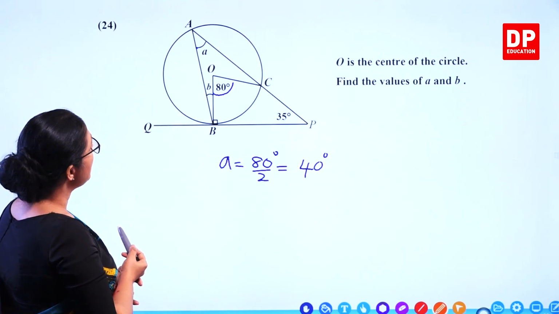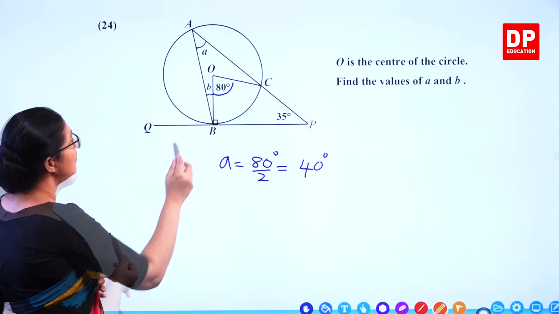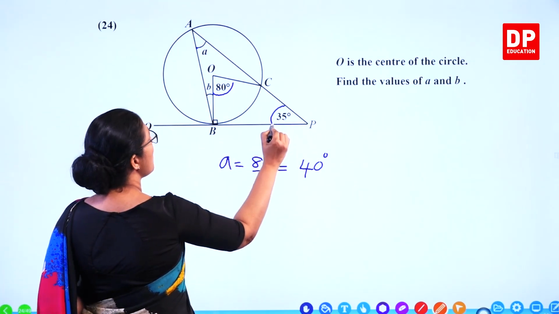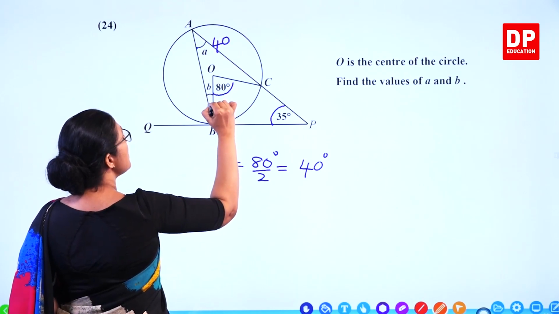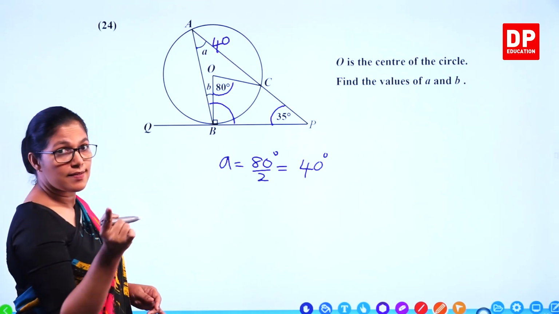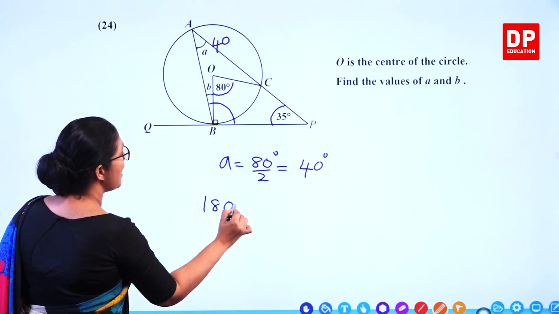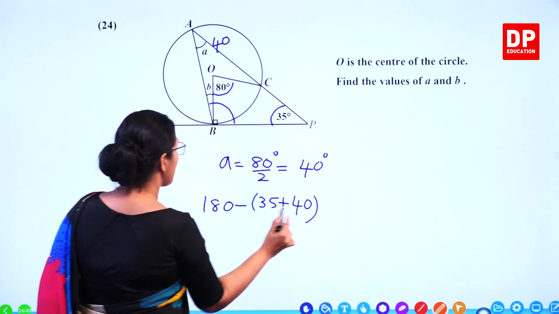How you find out B? Look at carefully and see. So when you take ABP triangle, this is 35 and we found A equals 40. So what should be this big angle? Sum of angles in a triangle, 180. So 180 minus 35 and 40. What you get?